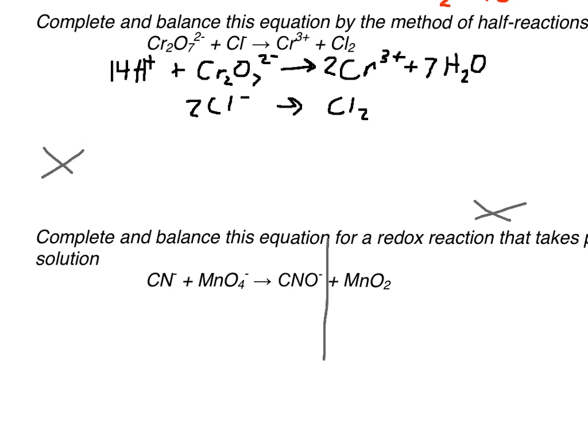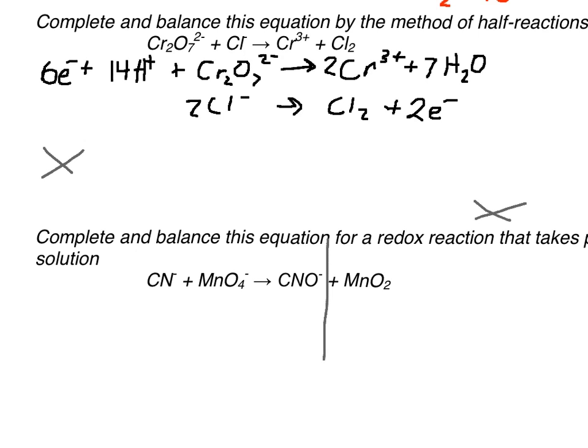For my top reaction, I've got positive 14, negative 2, so it's positive 12. I've got positive 6 over here, so I need 6 electrons to balance that out. And on this equation, I've got negative 2 and neutral, so I need 2 electrons to balance that out. And now I need to balance my electrons, so I'm going to multiply my bottom reaction by 3.